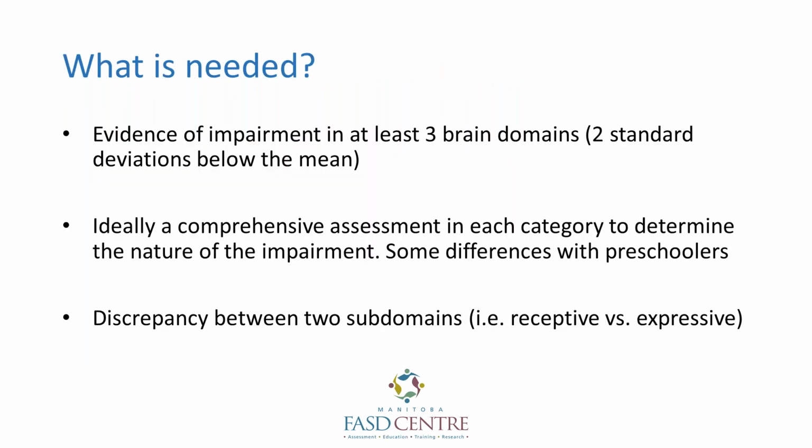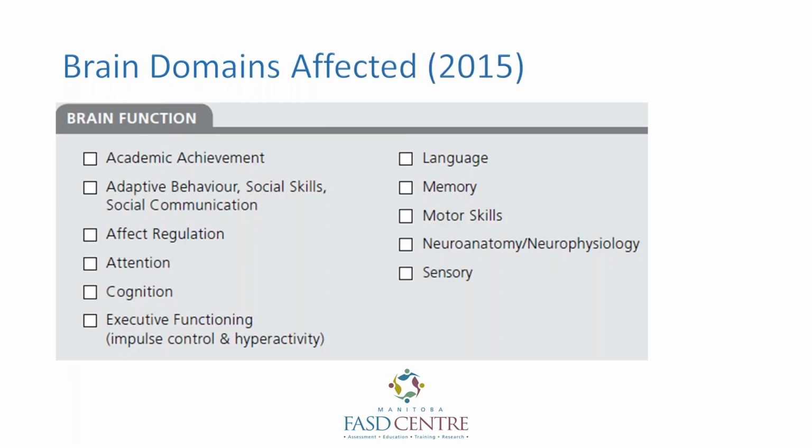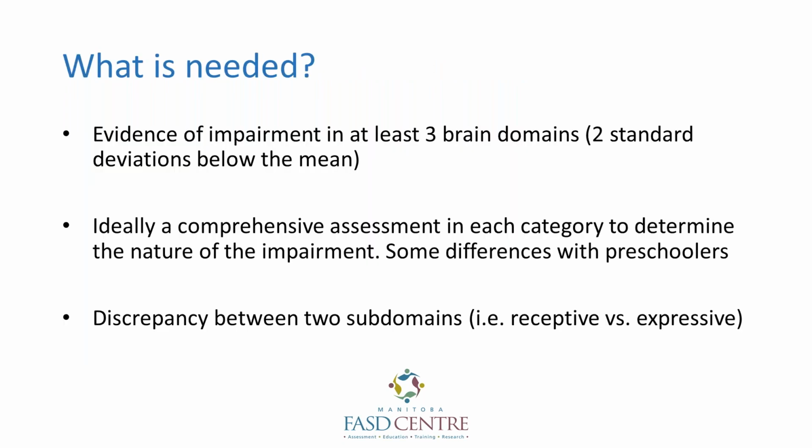So what is needed in the brain domains is evidence of impairment in at least 3 of the brain domains at 2 standard deviations below the mean. And ideally, we want to have a comprehensive assessment in each of the categories to determine the nature of impairment. So sometimes there's differences with preschoolers. You can see we're not going to be measuring academic achievement in a 3-year-old or affect regulation in a preschooler, but some of the domains that we would be able to comprehensively assess would be different. And sometimes there is discrepancy between 2 subdomains. For example, with receptive language and expressive language, there can be a really big split, and I'll let my partner talk about that a little bit later on.